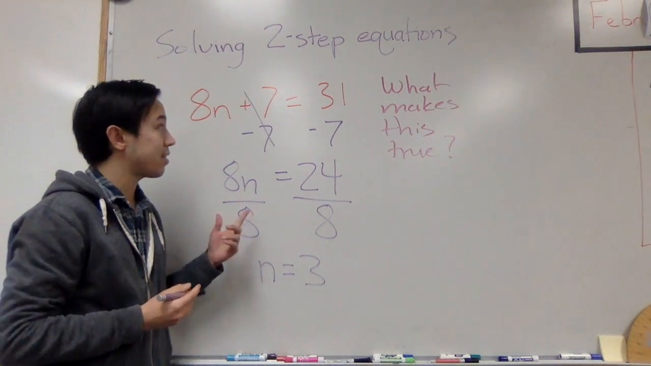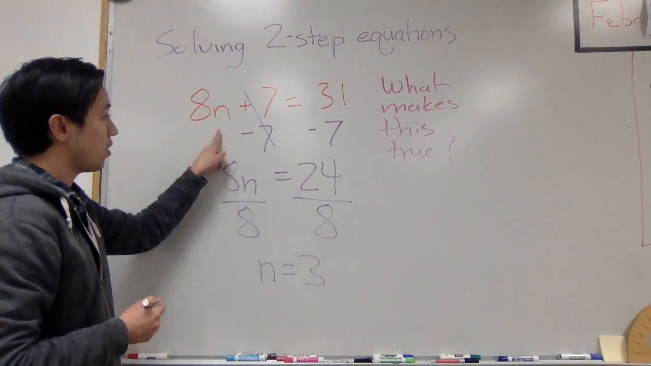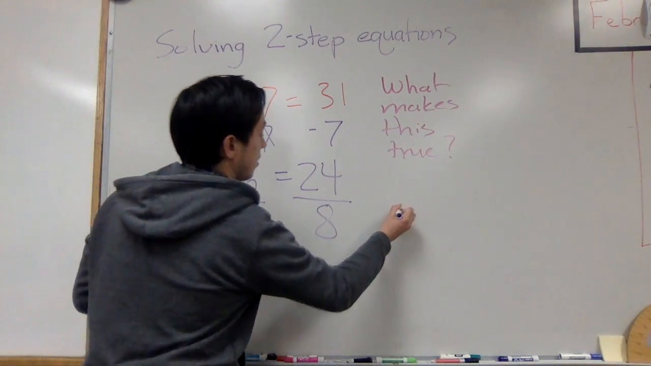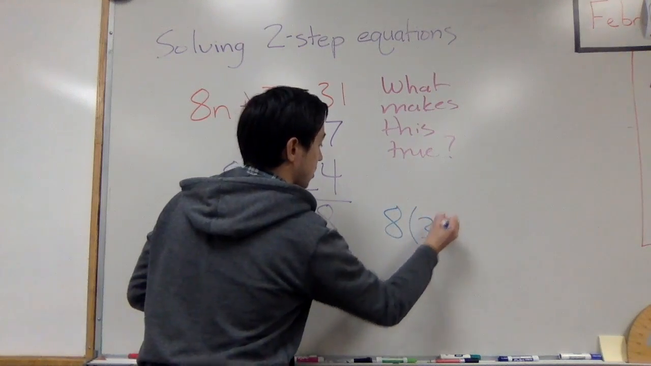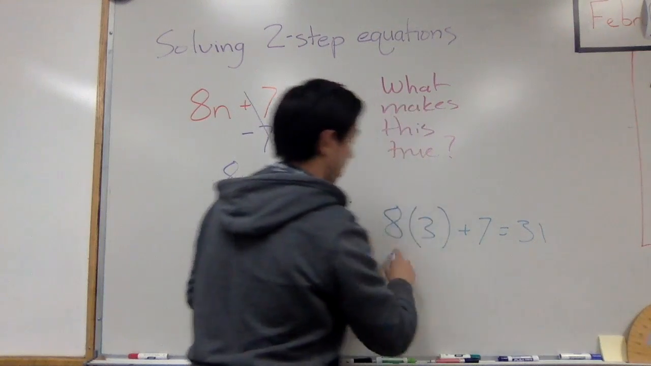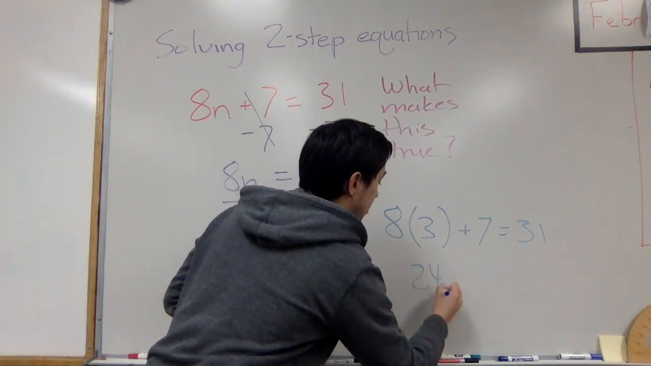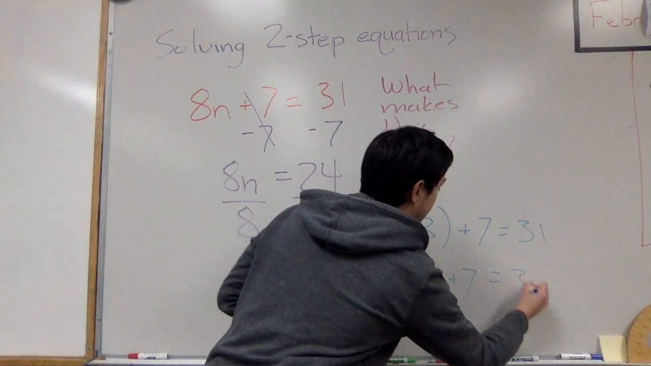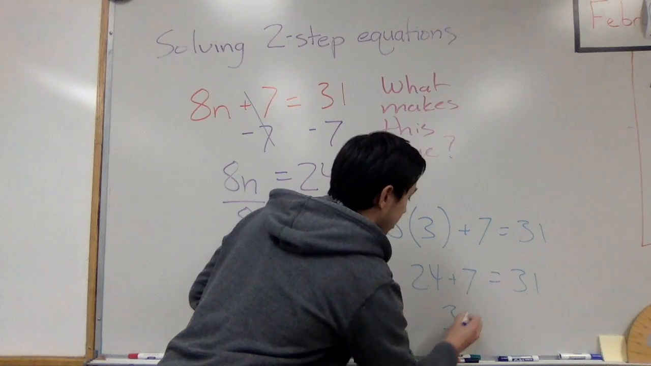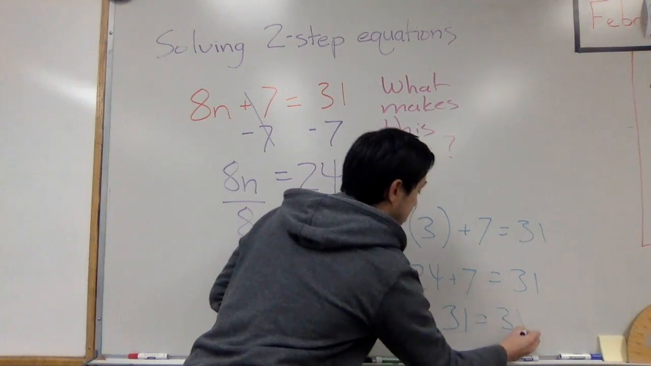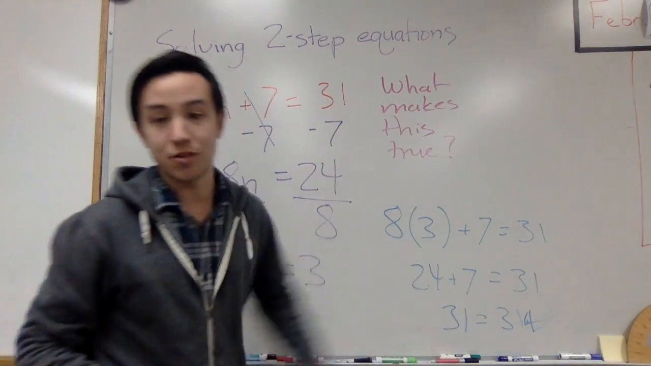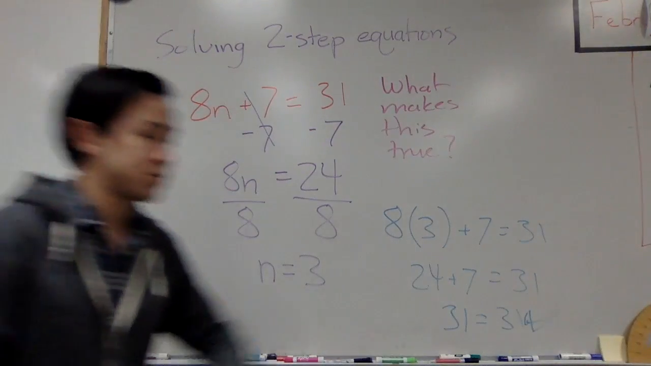Now if I wanted to check this, I could plug this 3 in for the n. I'll do that right over here. So I'm going to take 8 times 3 plus 7 is 31. Now that 8 times 3 is 24. And 24 plus 7 equals 31. So that ends up being true. That's supposed to be a check mark.